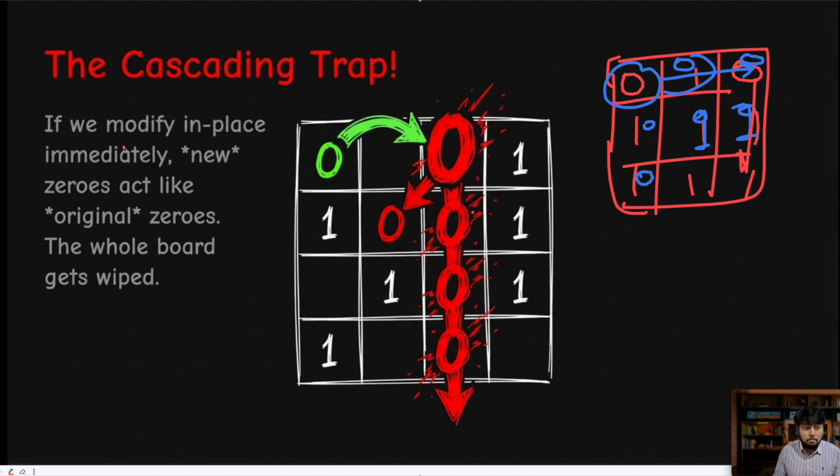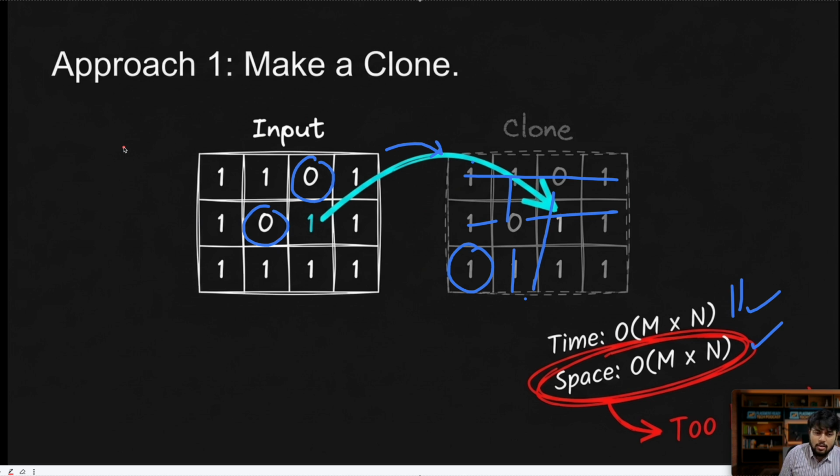If we modify in place immediately, the new zeros act like original zeros. The whole board gets wiped out. So we don't have to do that. So how can we do it?